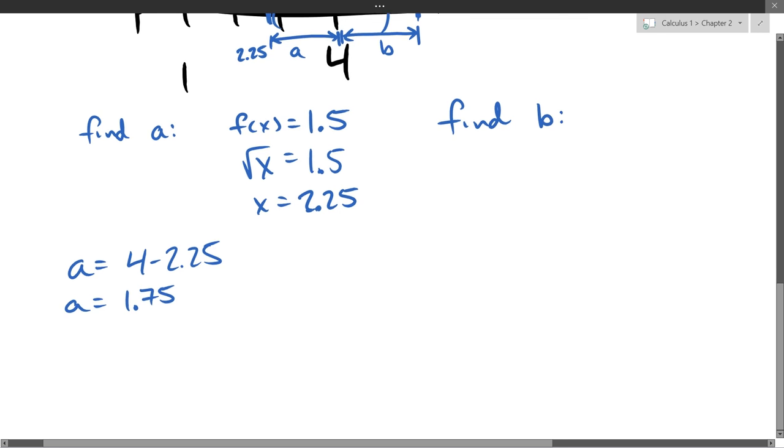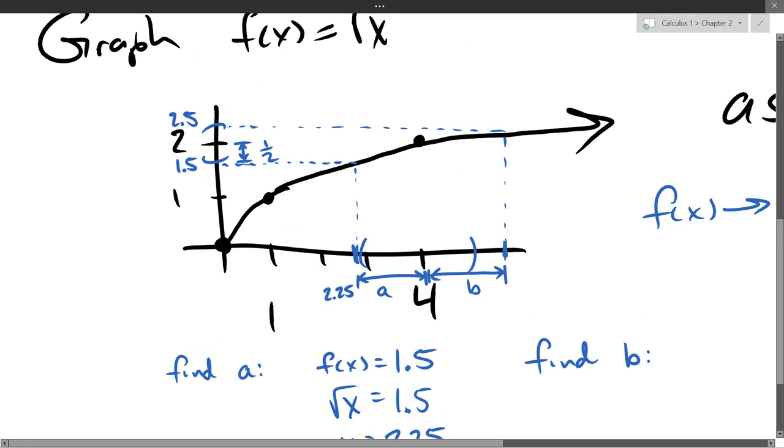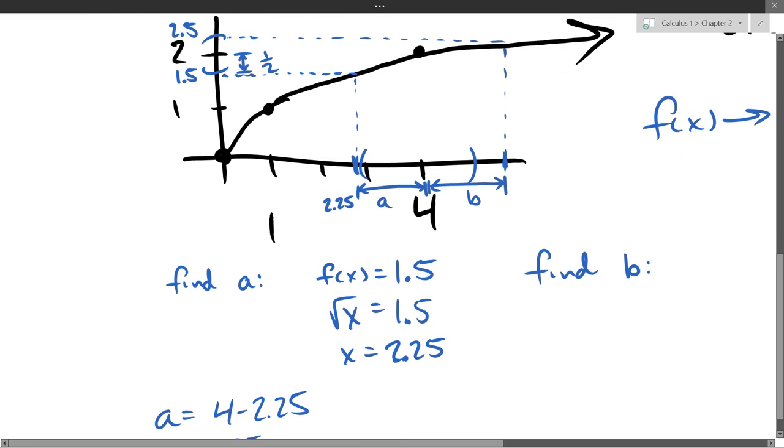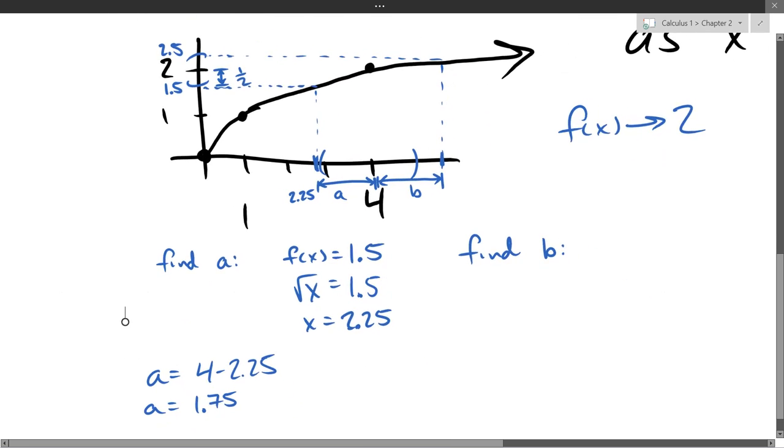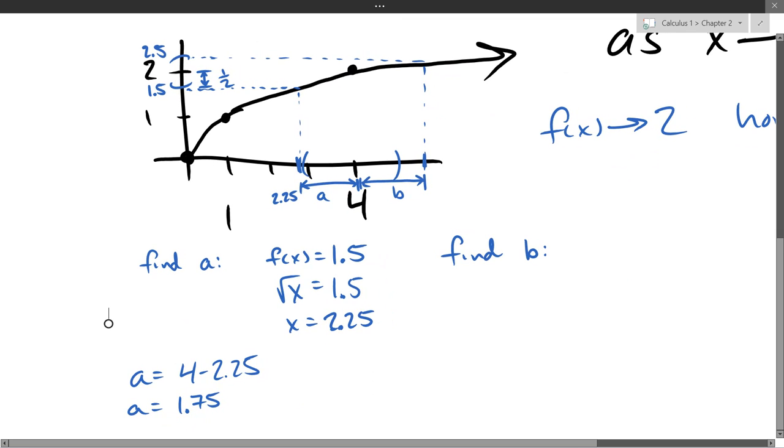So I want you to find B right now, almost the exact same way. You're just going to use 2.5 and see what x value hits 2.5. So find B, it's almost exactly the same. And I'll give you a minute to find this.